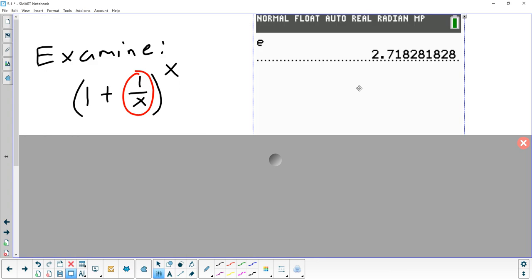E. So E is a number that's used in math, not as often as pi, but it's the number 2.718281828. It doesn't keep repeating 1828. I don't remember the next numbers. But that number is a horizontal asymptote of this graph. And that's going to be a very important number when we do logarithms tomorrow. So it's just kind of an interesting function that has a horizontal asymptote.